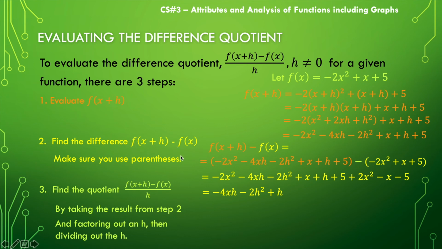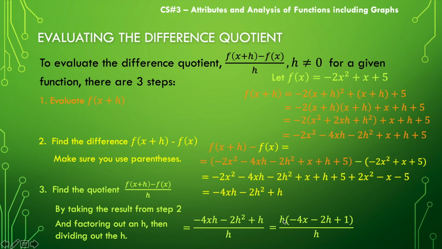Now the last thing we're going to do is actually divide out the h. So we're going to take our result here and put it over the top of h. Now this numerator, which is our difference, we're going to write in factored form as we factor out an h. So in each of these terms, do you see that there's an h here? We're going to factor that out like a GCF. So when we do that, we get a result that looks like this, and the h is out front. We have a negative 4x minus 2h plus 1, and that's all sitting over h.